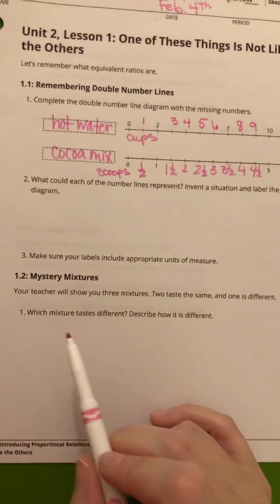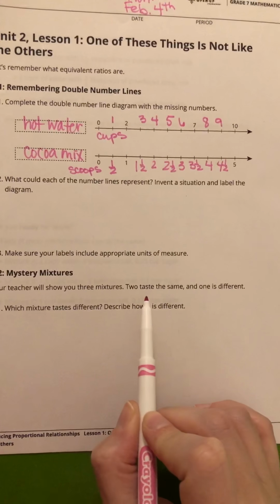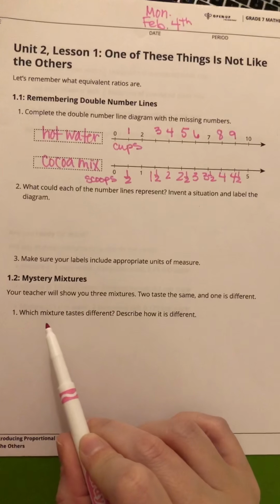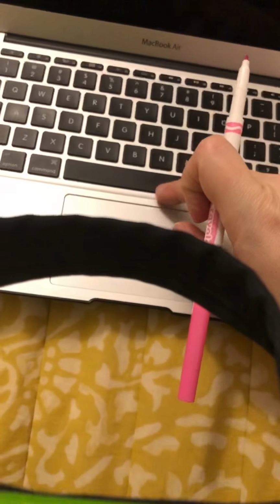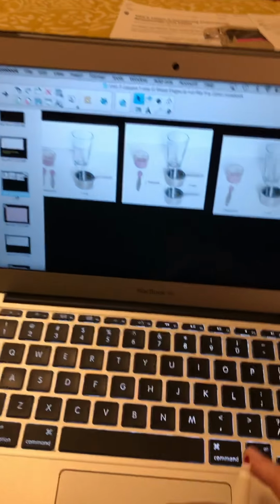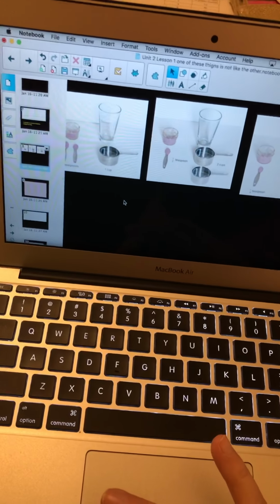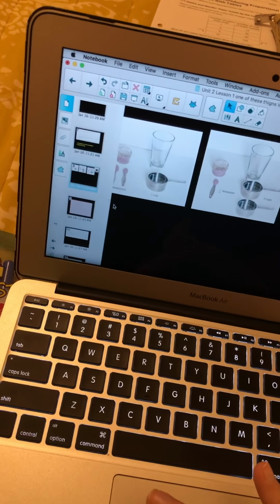So now, mystery mixtures. Your teacher will show you 3 mixtures. 2 taste the same and 1 is different. Which mixture tastes different? Describe how it's different. So because this is on the computer, obviously we're not actually going to be testing it. But let's pull up the Smart Notebook file here that Miss Wesley used in class today. Just a second here.